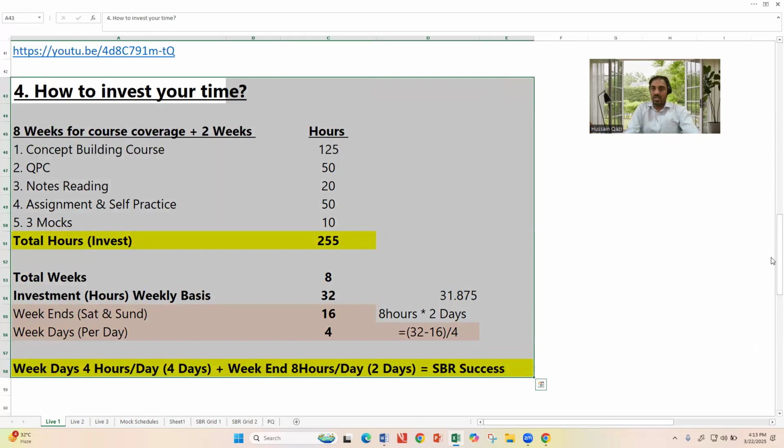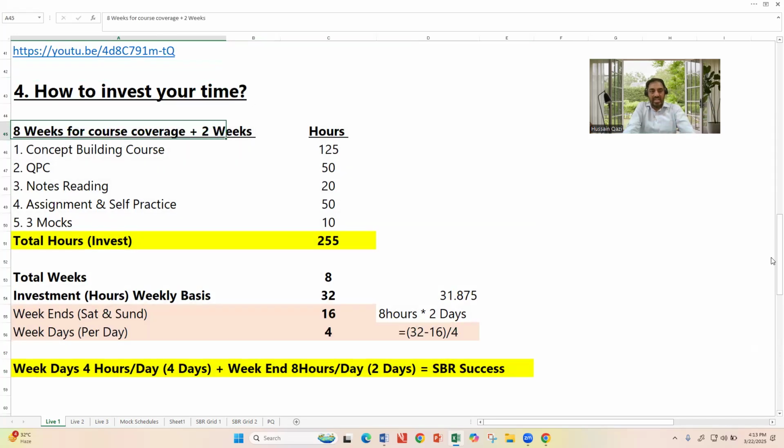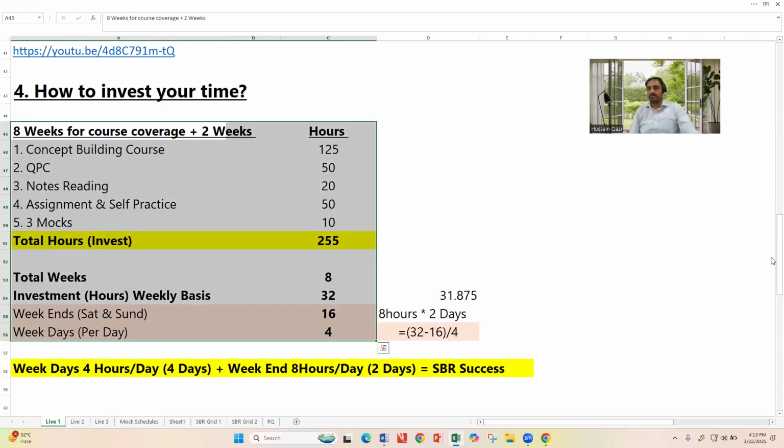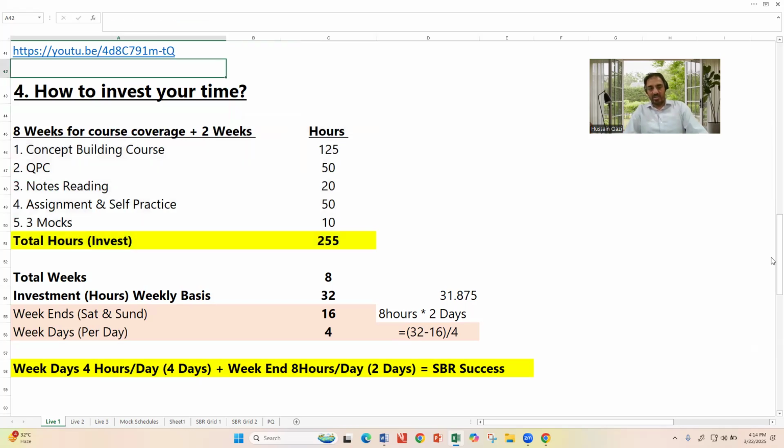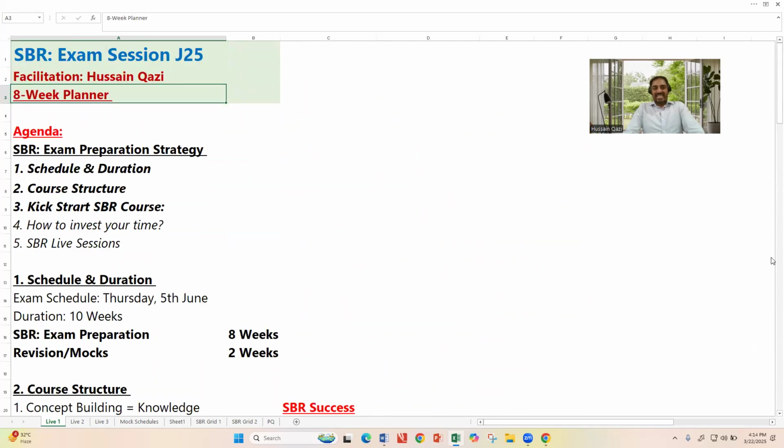If you are a full-time student or even a part-time job person, you can allocate your total hours in this manner. I've shared with you the total hours here. That's the point. You can allocate the things accordingly with your own structure, with your own availability of time. You can customize it accordingly. So that's how I've covered how to invest time.